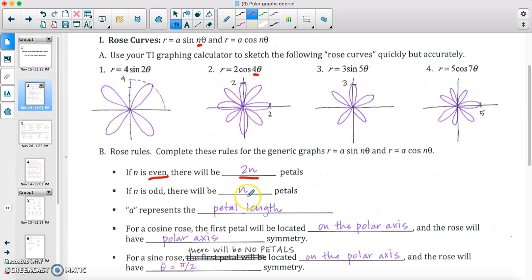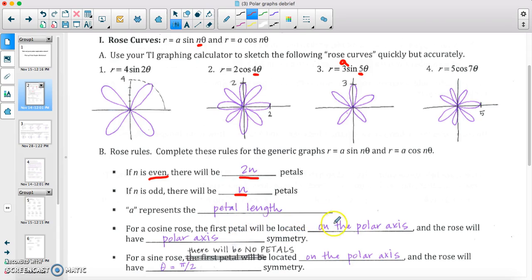If it's odd, then you're just going to have the same number of petals. So 5 is odd, so I have 5 petals. A represents the petal length, so the value in the front is your A, and that value should show how long those petals should be on the polar graph. So these should all touch 3.